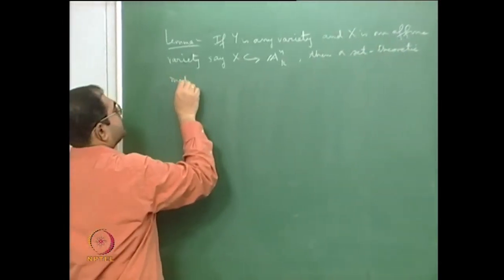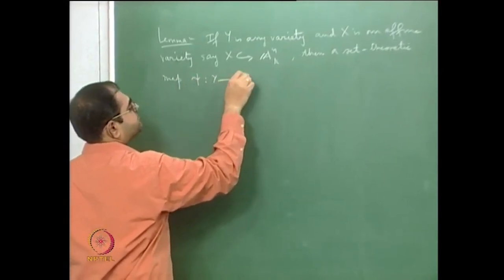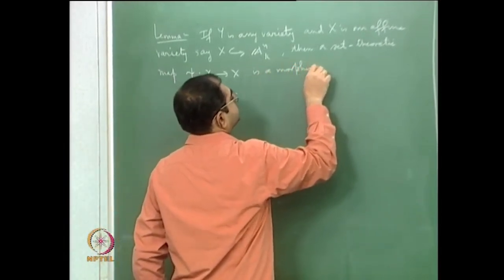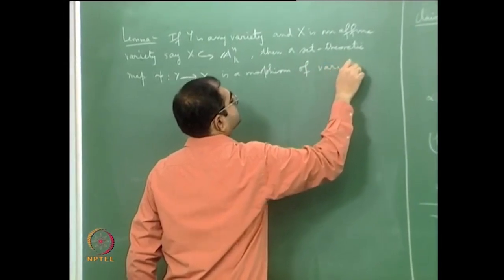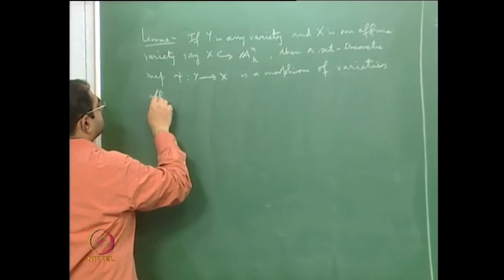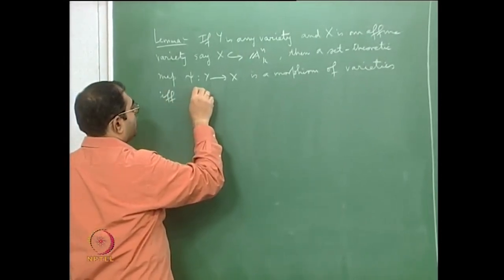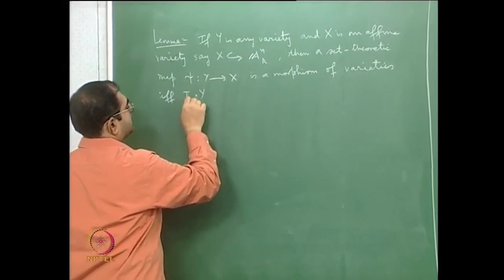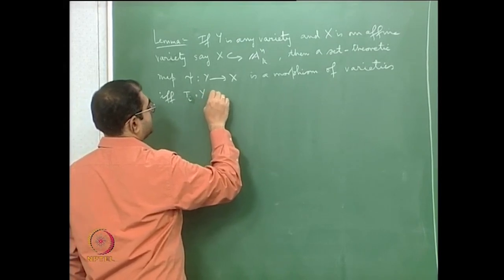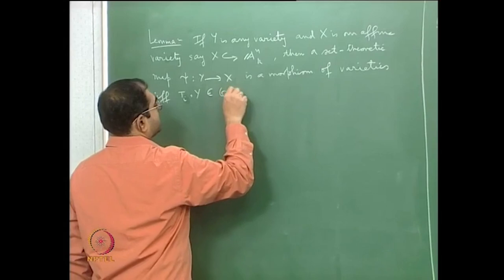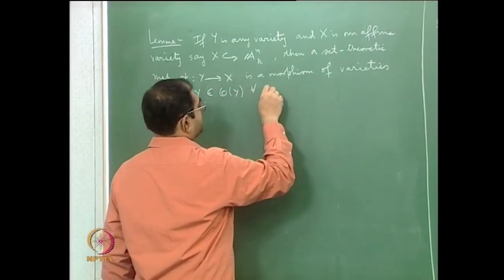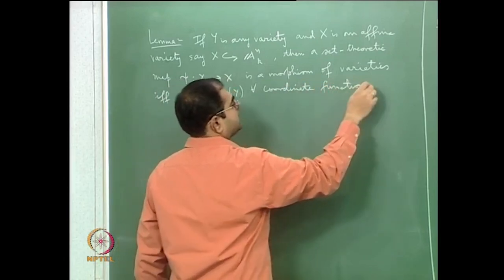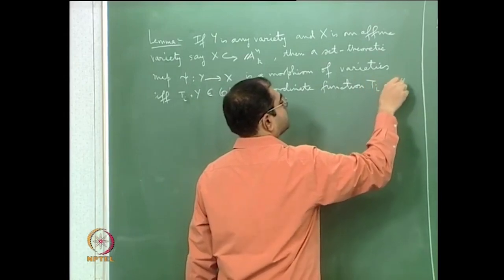a set theoretic map psi from y to x is a morphism of varieties if and only if ti composed with psi is a regular function on y for every coordinate function ti on An.